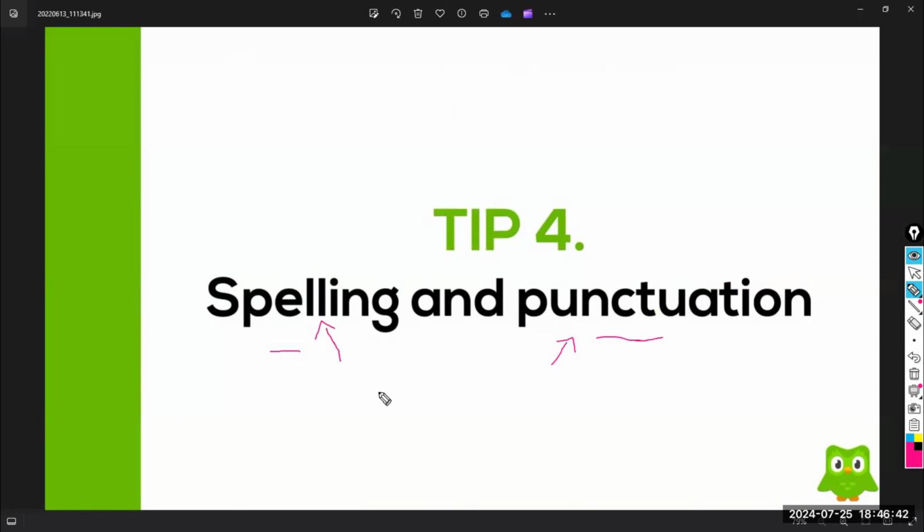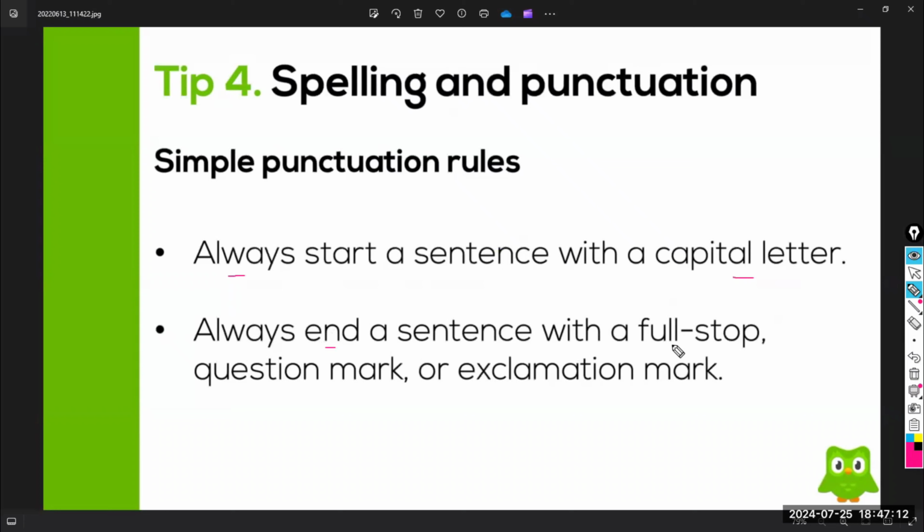Okay. So, about spelling and punctuation, simple punctuation rules. I have to always start a sentence with a capital letter. This is extremely important. I have to end my sentence with a full stop, for example, or question marks or exclamation marks. We cannot deny that all the punctuation marks in English are really important because you have to be academic in writing and absolutely you have to use them correctly. Okay?